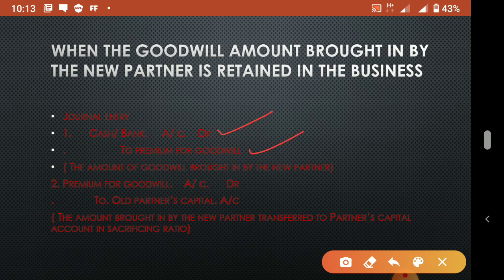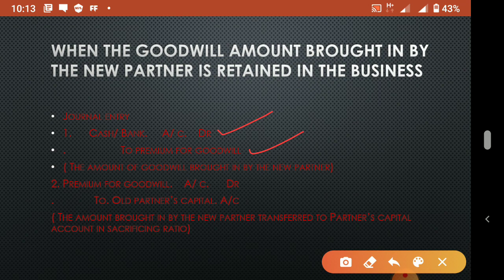Okay, now cash or bank account debtor to premium for goodwill, so the amount of goodwill brought in by the new partner. In addition to this, you remember the new partner will bring capital also. When the partners bring capital, we know the journal entry: cash account debtor to capital. So here we write cash account debtor to partners capital. Understood? When premium for goodwill also comes, cash only will be debited. When cash is coming into the business, cash is debited. So cash account debtor to premium for goodwill.